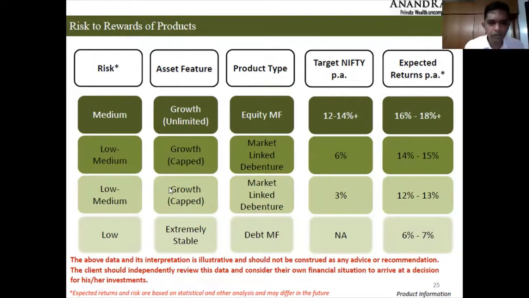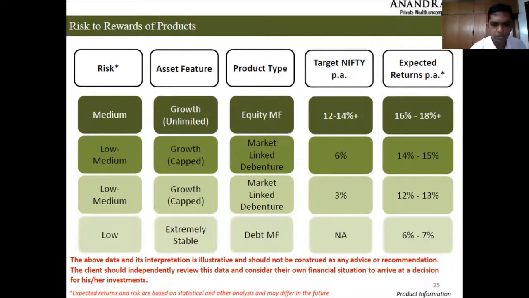Sir, if you see this line, the upper cap is, say for example, what if the Nifty instead of 3% movement delivered a 20% return. So the upper limit is capped, sir, on a market-linked debenture, and vice versa. The downside limit is also capped. Now tomorrow, let's assume that the market falls by 20%. So we do not suffer the losses of 20%. We would end up not making any losses, sir.